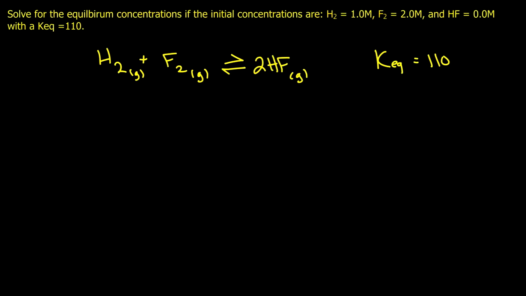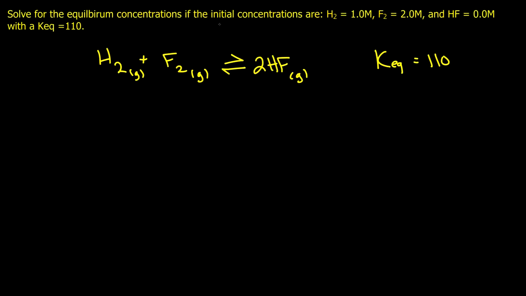All right, let's look at a real problem. Now we can write our formula, and we kind of understand what K means. We can do a real problem. So solve for the equilibrium concentrations. If the initial concentrations are hydrogen is 1 molar, fluorine is 2 molar, and hydrogen fluoride is 0 molar. We have a K constant of 110. Since it's 110, that means we're going to favor products.